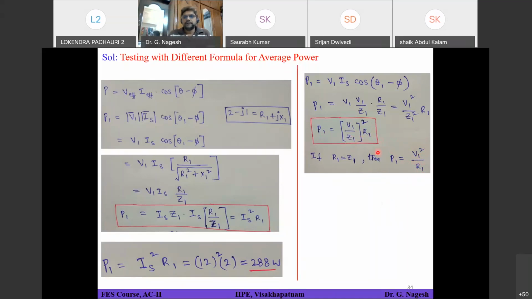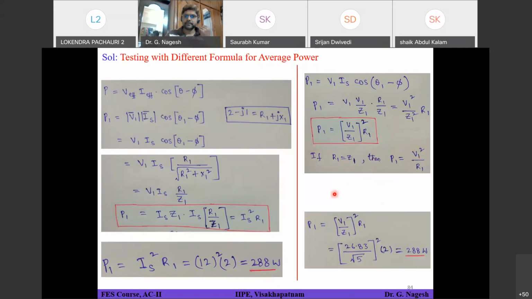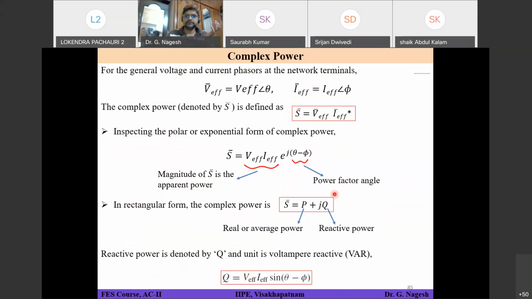Always remember, if the power is asked across an element, you should consider the voltage across that element and the current flowing through that element. If the power is asked as delivered from the source, then you have to consider the voltage across the source and the current delivered from the source. So this is regarding yesterday's problem. Even if you calculate the power for load 2, you will follow the same process and get the same answer, that means 144 watts. So you get 288 watts, that's all.